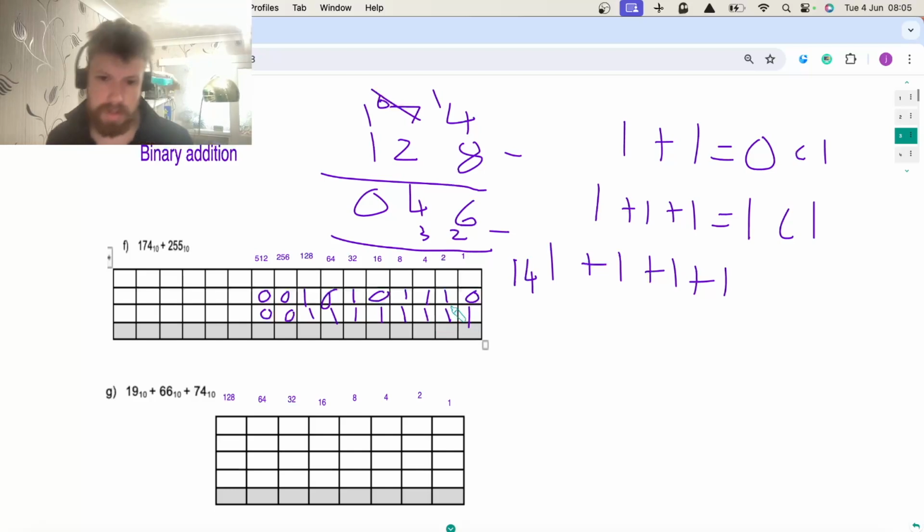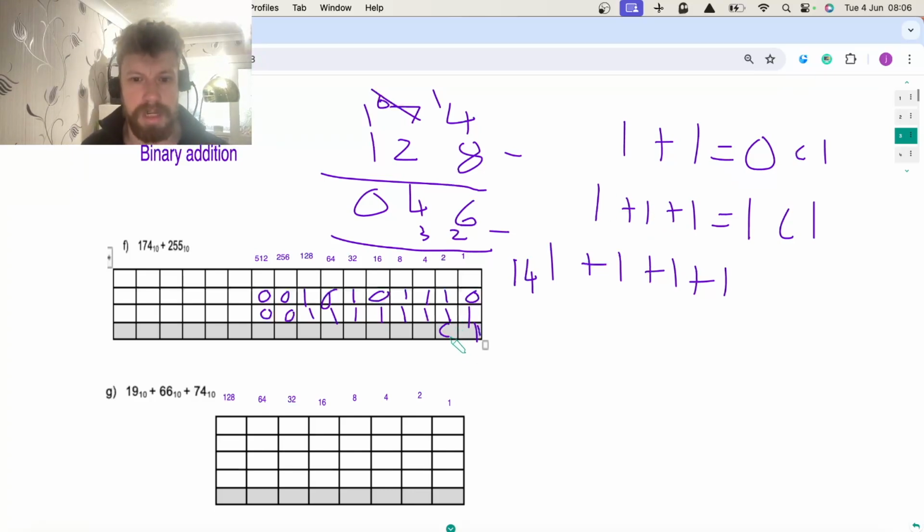Let's have a look at how we do this. We start from the right hand side and we go 0 plus 1. 0 plus 1 follows the same rules that you know, so that's going to be a 1. Now, it gets a little bit confusing when you've got to do 1 plus 1. Have a look at our rules up here. If it helps, just write them down next to it: 1 plus 1 equals 0, carry the 1. 1 plus 1 plus 1 equals 1, carry the 1.